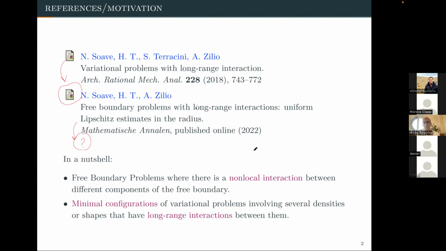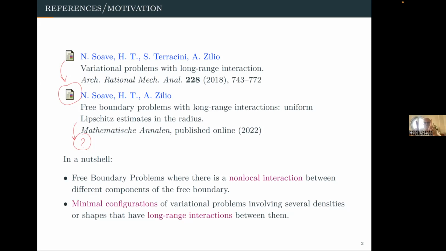And there is a long-range or non-local interaction between different components of the free boundary. For now, this is a bit vague, and towards the middle of the seminar, hopefully it will be clear why I call this a long-range or non-local interaction, in the sense that you will have two sets, let's say, at a certain distance, and if one moves, this influences how the other behaves.